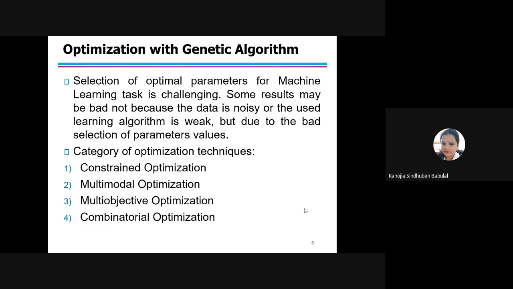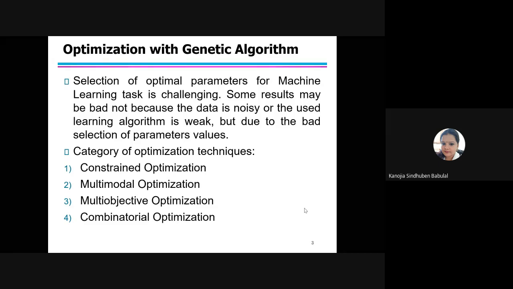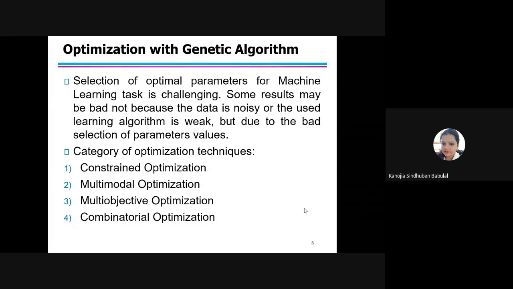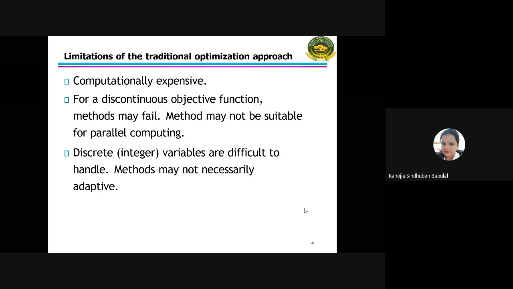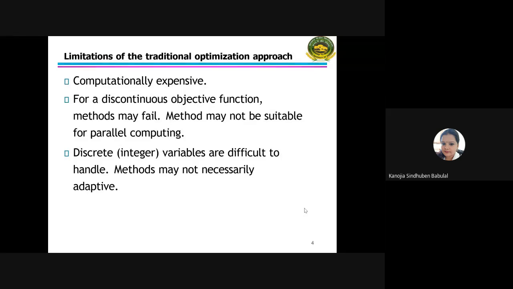We'll not go into depth about these optimization techniques, but I just want to make you all clear what optimization actually is. There are various categories of optimization technique, like constraint optimization, multimodal optimization, multi-objective optimization, combinatorial optimization, right? And let us talk about the limitations of traditional optimization.